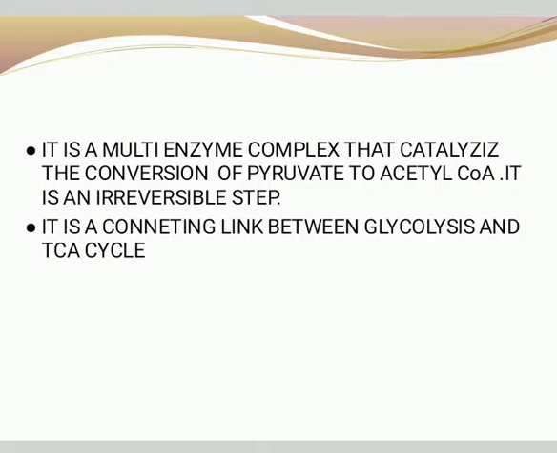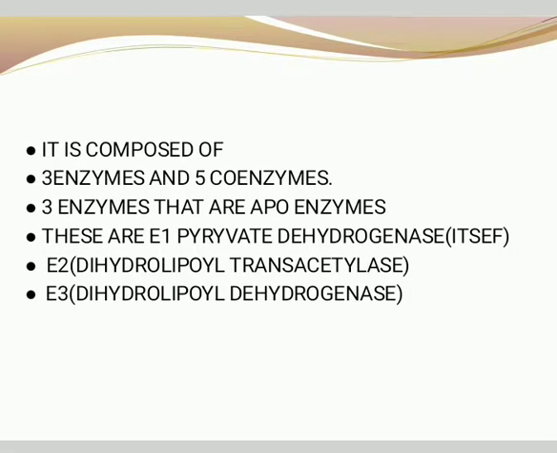So for the conversion of the pyruvate to acetyl-CoA, for entering into the next steps, and continuing the next cycle, this enzymatic complex is used. It is composed of 3 enzymes and 5 coenzymes.